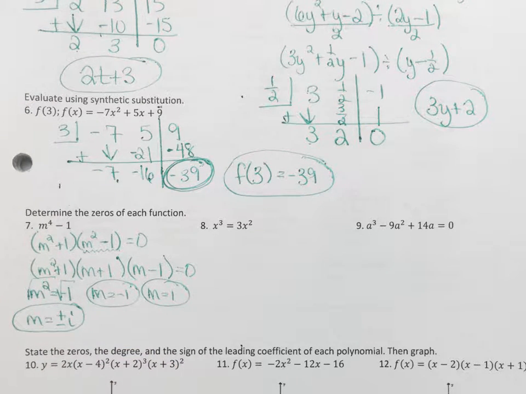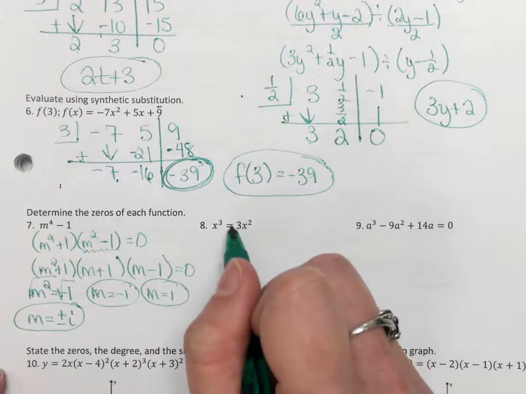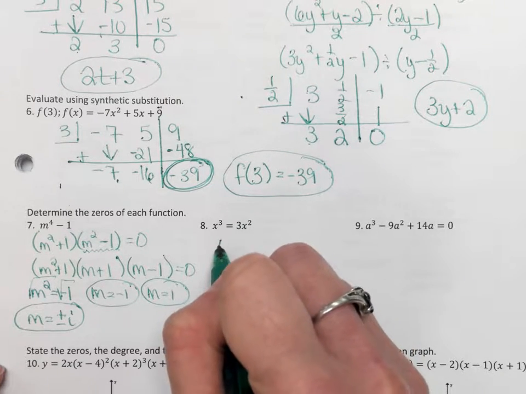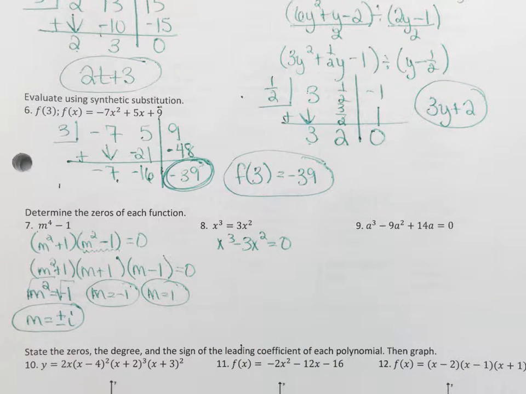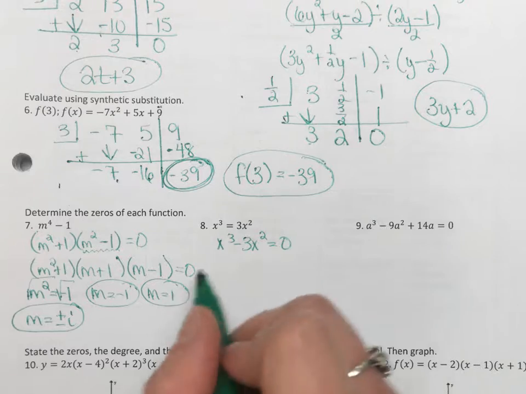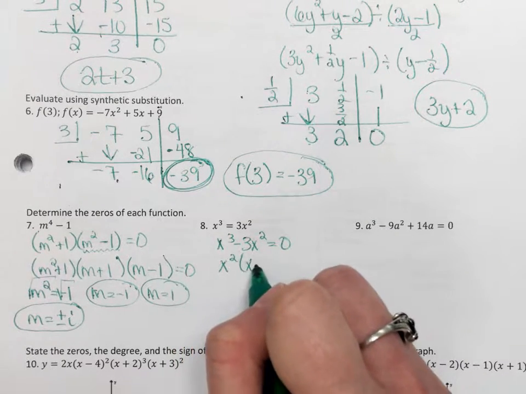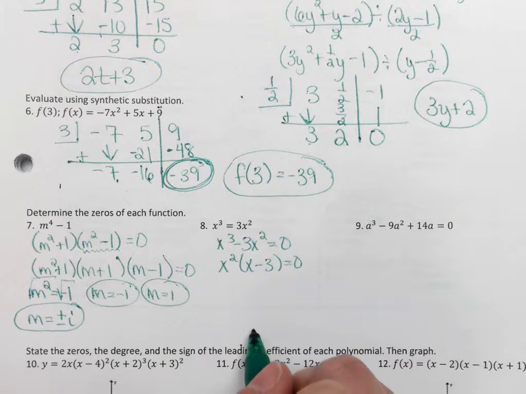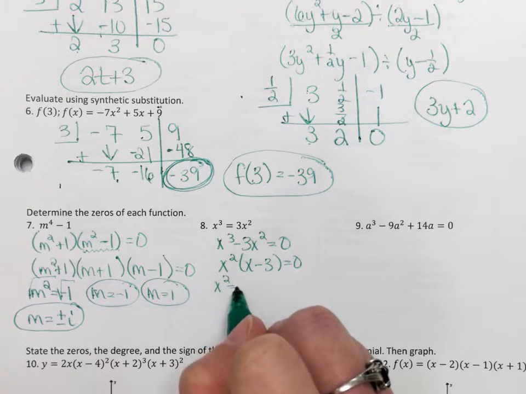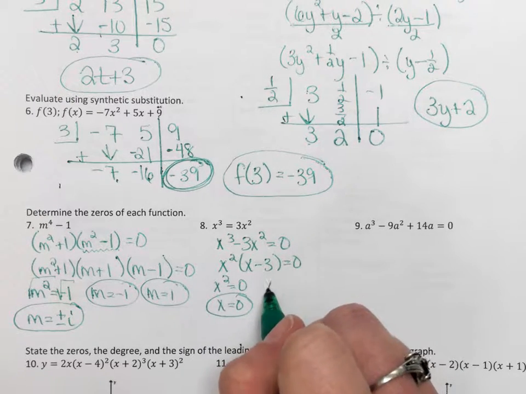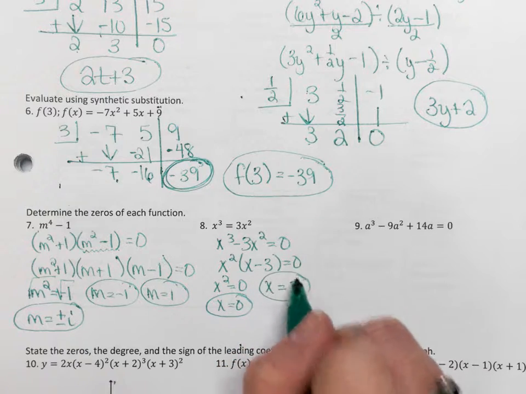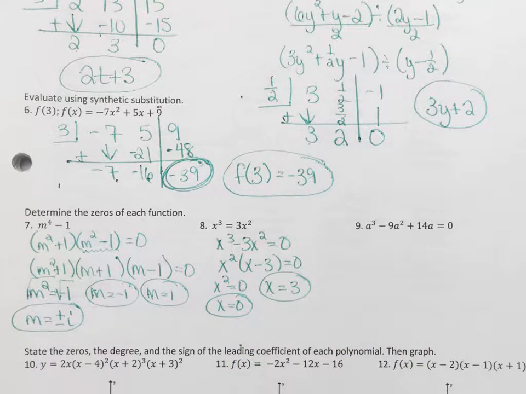All right, let's do number 8 real quick. What would I do first on that? What does it have to equal? 0. So I don't want it to equal 3x squared. I want it to equal 0. So what could I do? Perfect. And then what do you notice? Perfect. I can factor out a GCF of x squared. So that leaves me with x squared equals 0, which is just 0. And that leaves me with x minus 3 equals 0, which is just 3. Y'all okay? Okay, we'll do the other ones later. We'll split up the other ones.